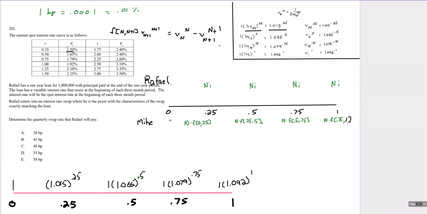Okay, so in order for the present value of Raphael's interest payments to equal the present value of Mike's interest payments, we need to discount them. How do I take this to time 0? I'm going to multiply by the quarter spot rate raised to this power. We just have to discount everything, so on and so forth. And right here as well, I'm going to do it as well. And then times v to the 1, because you discounted a whole year.